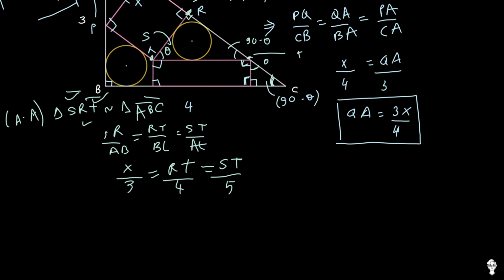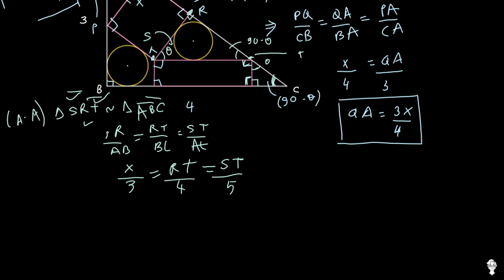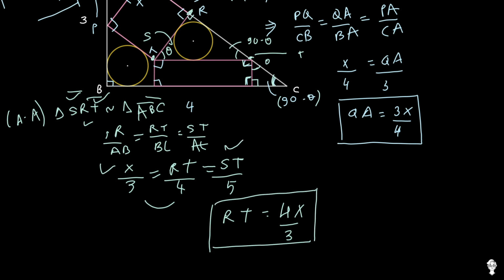Okay. So now we have these three ratios equal to each other, and in this only one important variable is present, that is x. So what I will do is I will compare these two equations, and by doing so we will get the value of RT, and that would be equal to 4 times x upon 3. Now I will compare the first equation with the last one, and by comparing this thing we will get the value of ST as equal to 5 times x upon 3.